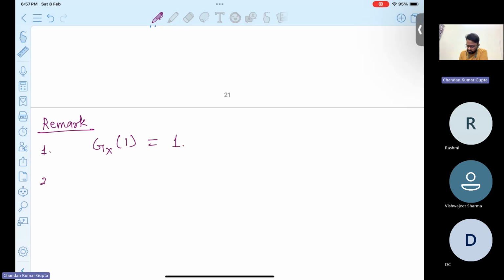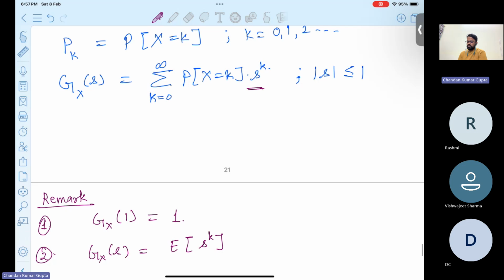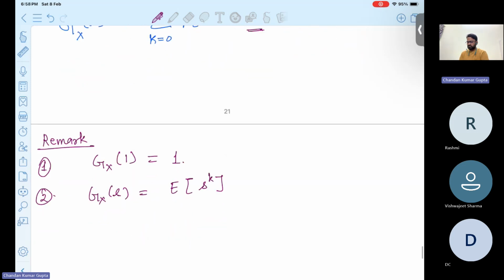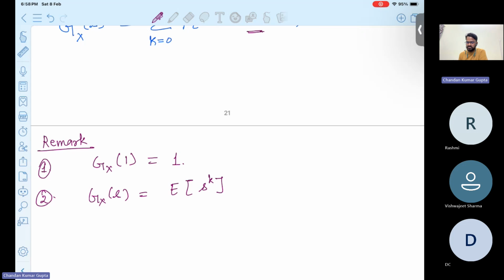Also, the generating function is defined with s to the power k. Here as well, for the discrete case, the expectation of x is defined as the summation over x times the probability function. So here x is replaced by s to the power k only. So the PGF is also defined as the expected value of s to the power k.